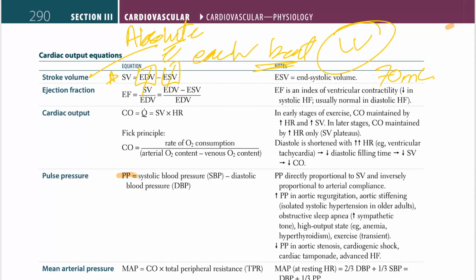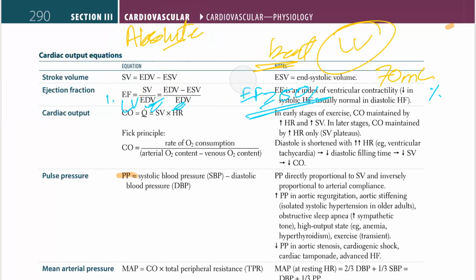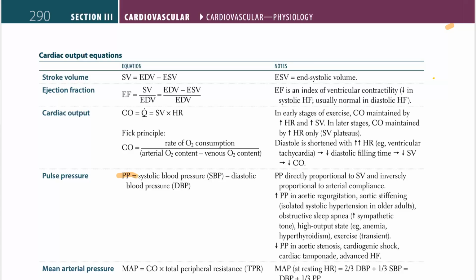Let's compare this with the second one, which is your ejection fraction. What is this? This is the relative volume of blood that is ejected from the left ventricle with each beat. So see what's the difference? Stroke volume is an absolute volume that goes out, while this is relative. When we talk about relative ratios, they come in percentages, right? So what is EF? The normal EF has to be greater than or equal to 50%. That's your normal.